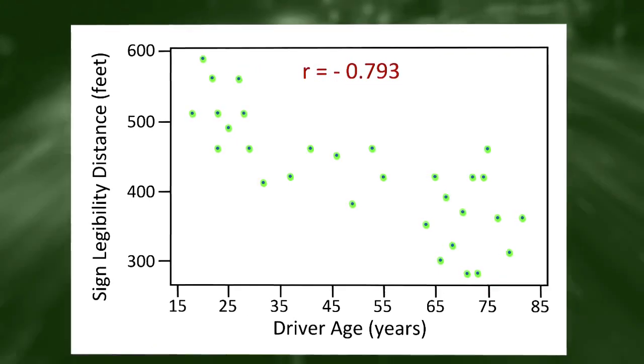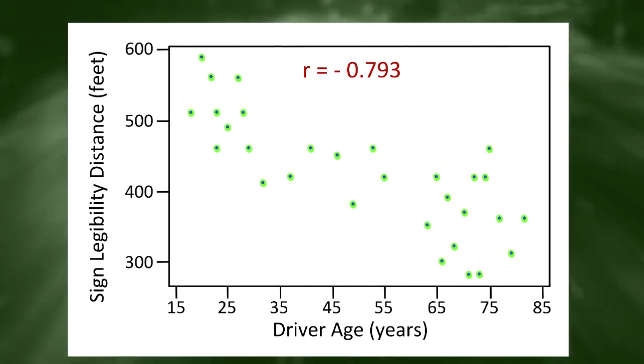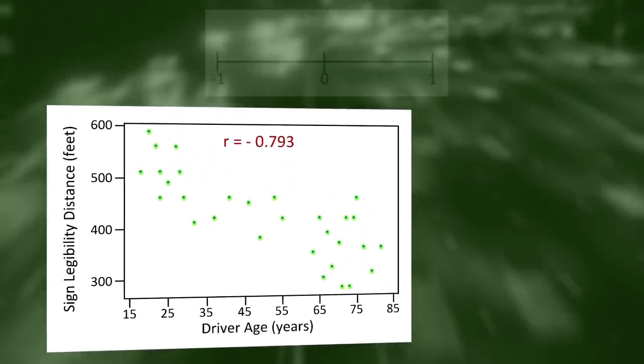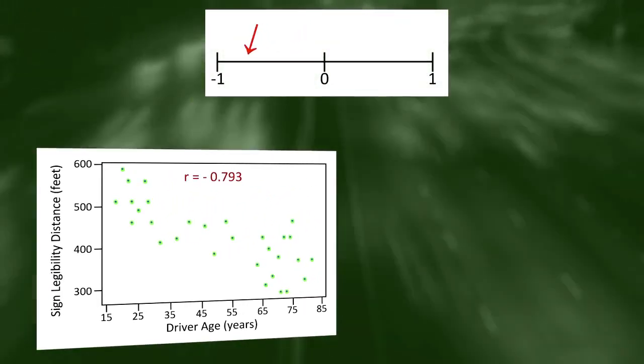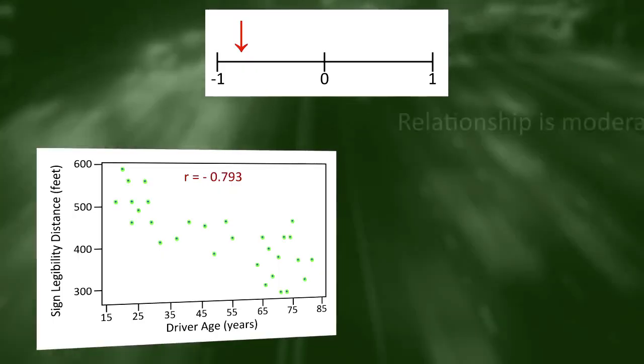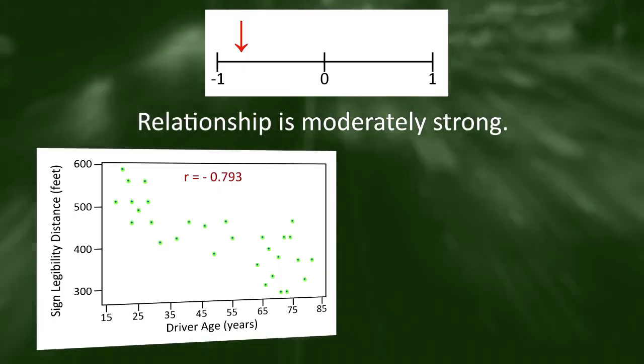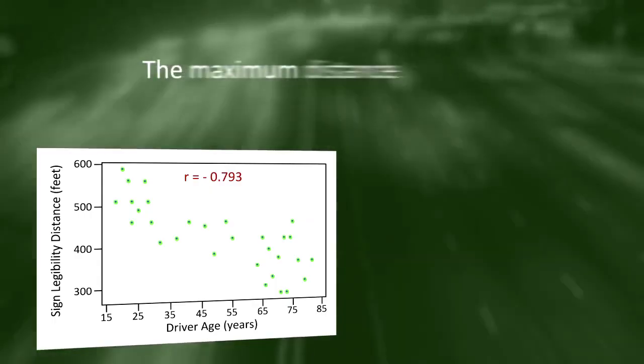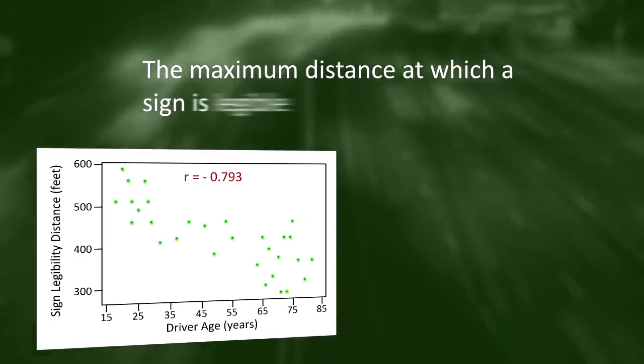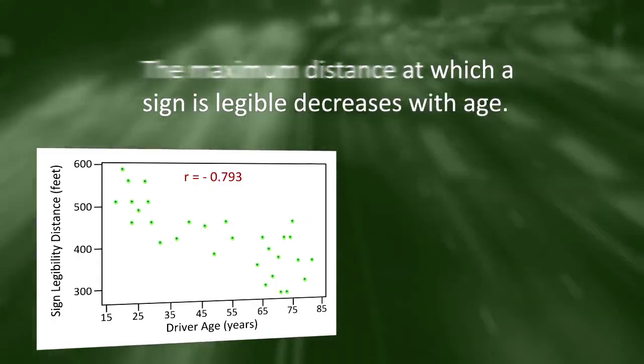Since R is less than 0, it confirms that the direction of the relationship is negative. Since R is relatively close to negative 1, it suggests that the relationship is moderately strong. In context, the negative correlation confirms that the maximum distance at which a sign is legible generally decreases with age.